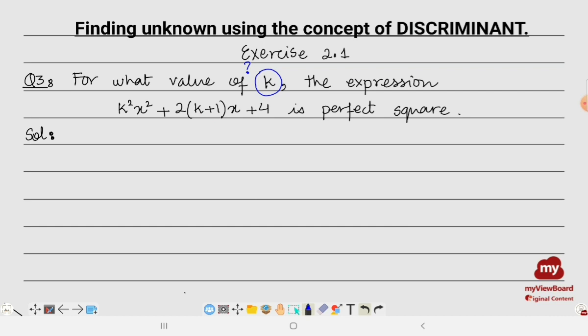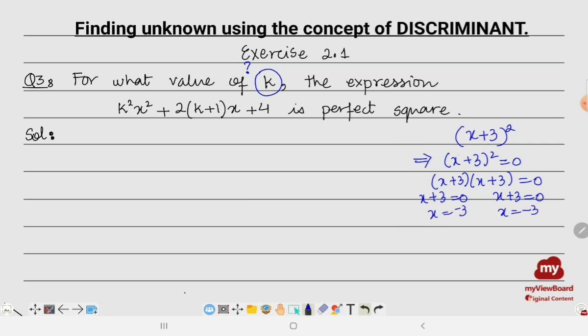For the expression to be a perfect square, let's take a random expression which is a perfect square, say (x plus 3) whole square. Now how are we going to find its roots? The roots will come from x plus 3 whole square equal to 0. It can be x plus 3 into x plus 3 equal to 0, and once you equate both the factors to 0, you will get the roots. Now you see, if the expression is a perfect square, then the roots are equal.